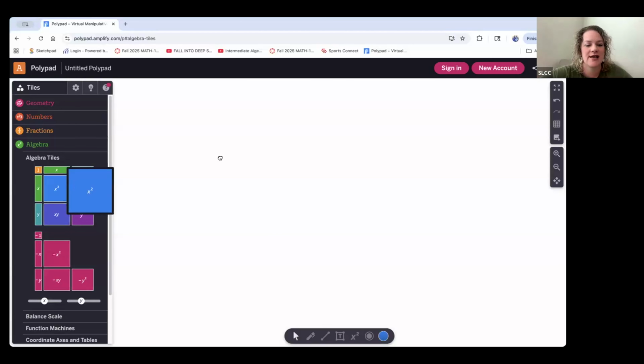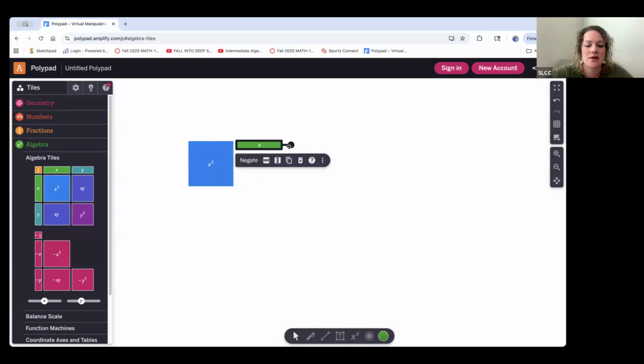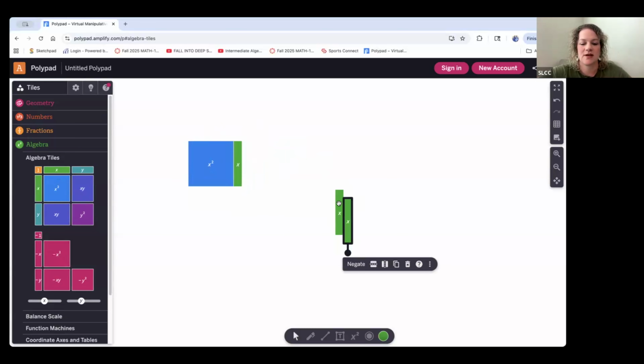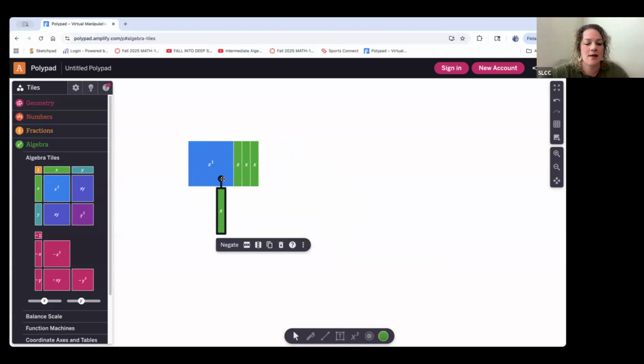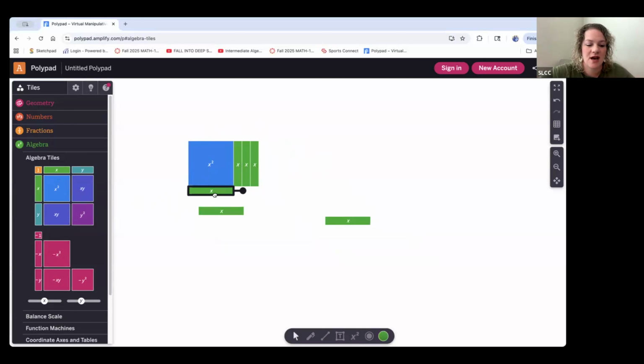So we can go to our algebra tiles. So we have an x squared, and then we have 6 x's. So there's 3 of them. And you guys can do this too. And then there's 3 more. I'm just copying and pasting them to make it faster. Okay, so we have x squared plus 6x plus 11. Okay, so I need 11 of these.